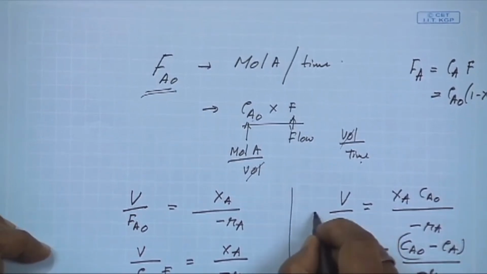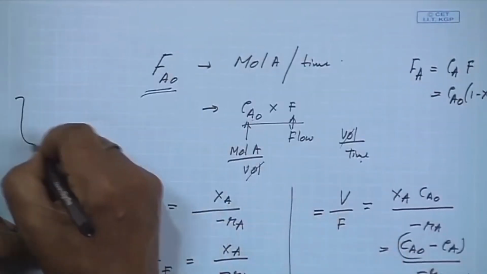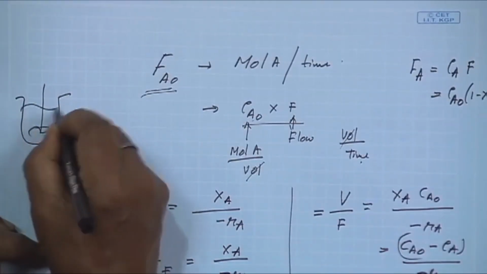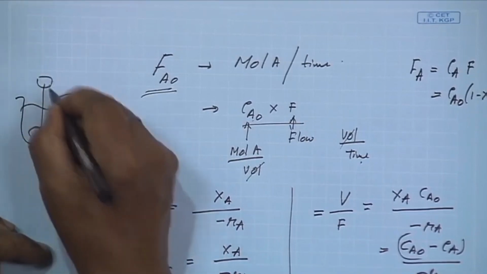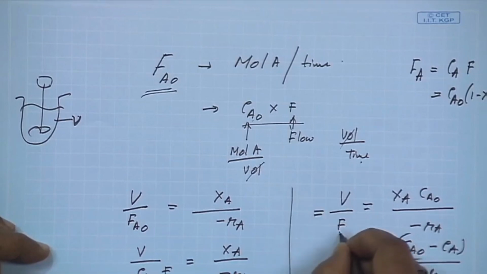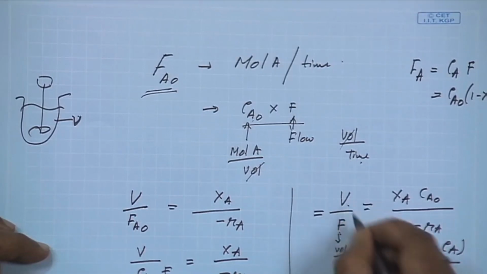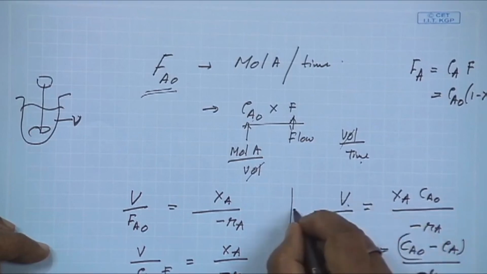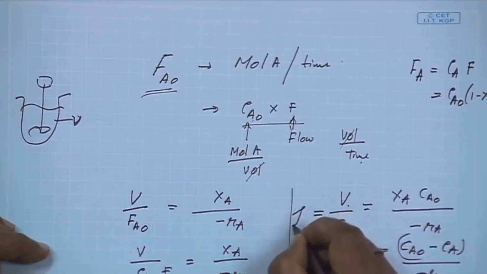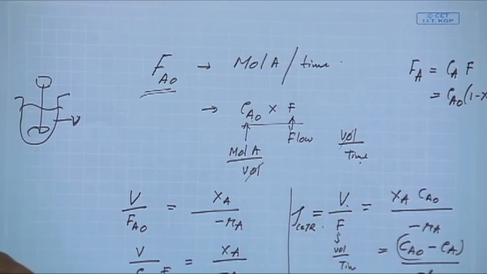Now here if you look at the unit, V is the working volume of the liquid. This is your reactor, and this is the volume of the liquid, the working volume of the liquid. This is the volumetric flow rate. Now what is the unit of volumetric flow rate? Volume per unit time. Am I right? And what is the unit of V? It is volume. The volume will cancel, this will be time, and this is called tau CSTR. What is tau CSTR? This is the space time.